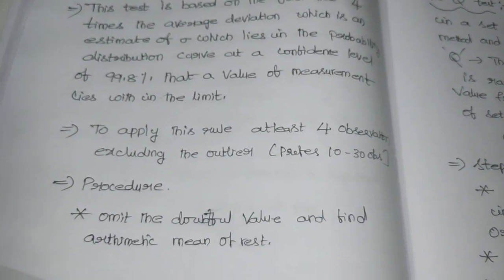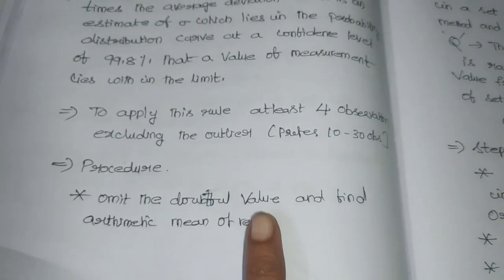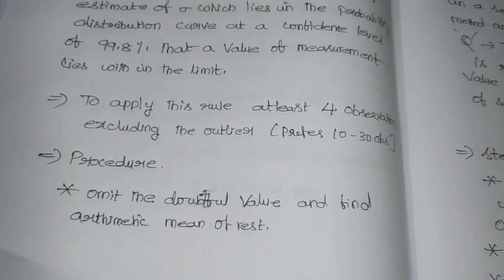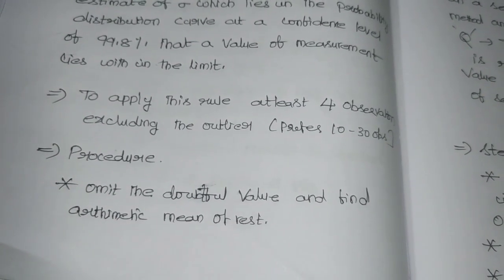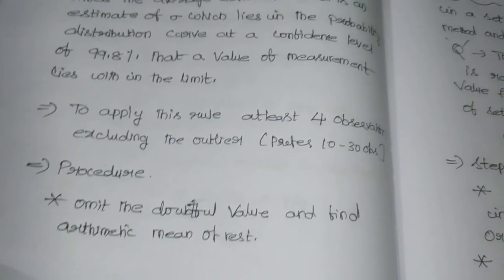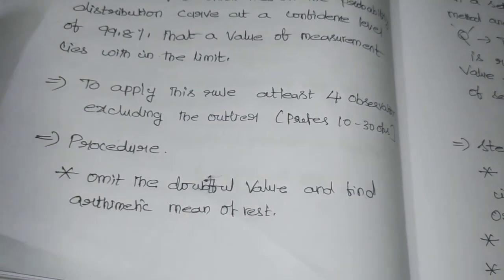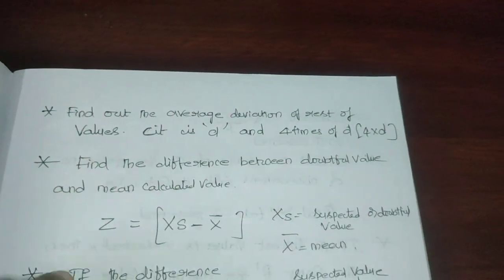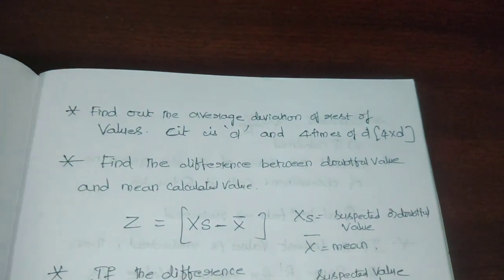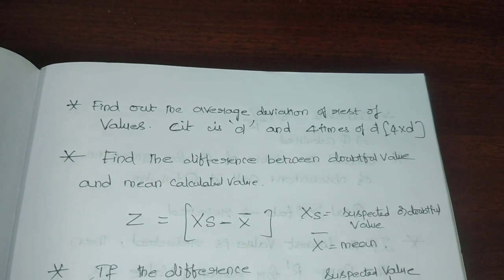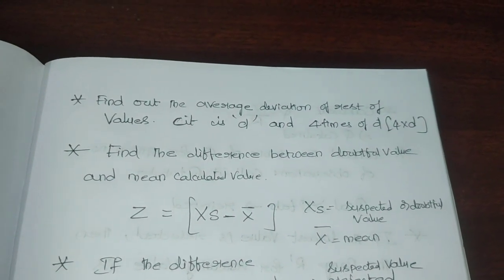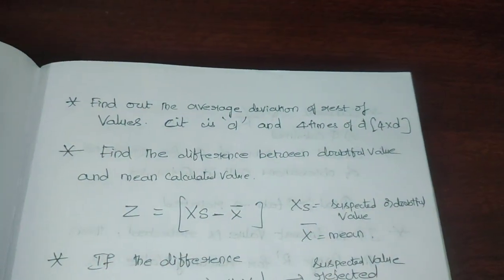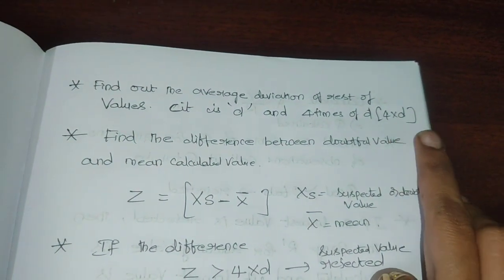So what is the procedure of the 4D rule? First, omit the doubtful value, that is, remove it, and find the arithmetic mean of the rest. We know how to do the arithmetic mean: the sum of the values divided by the number of values. Then find the average deviation D of the remaining values, and multiply it by 4. So we get 4D.